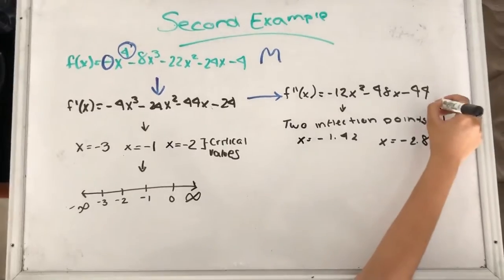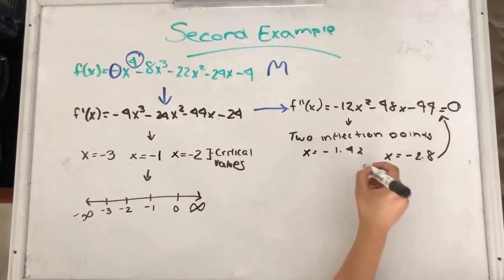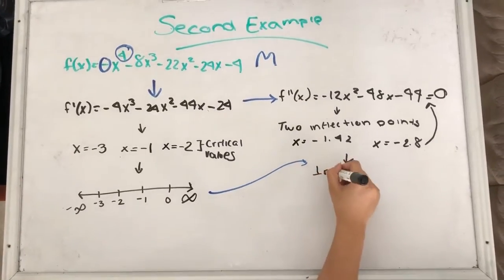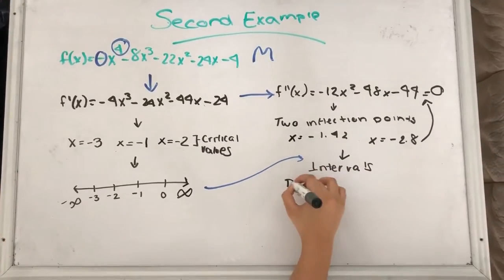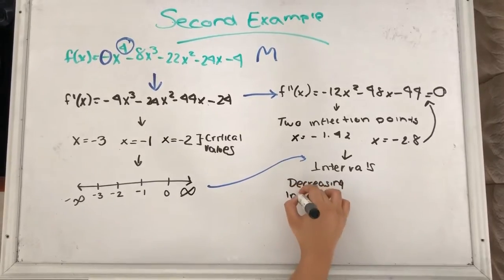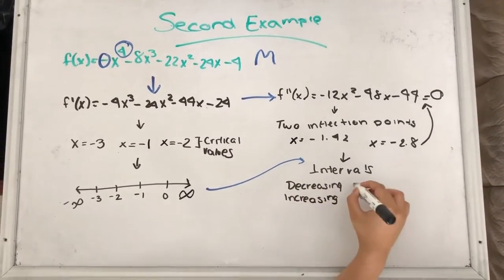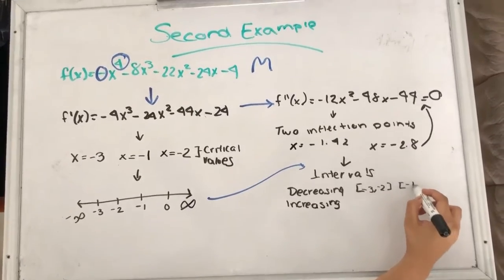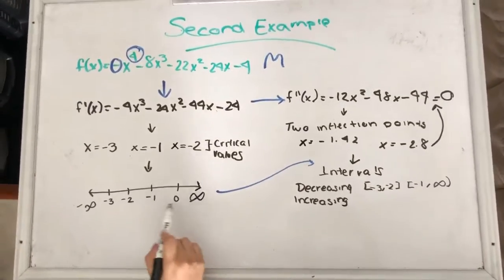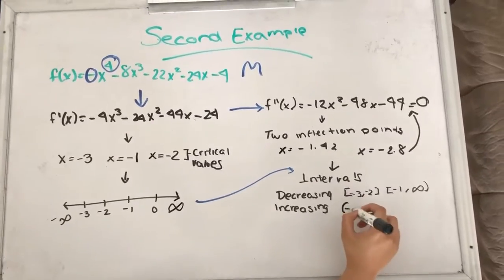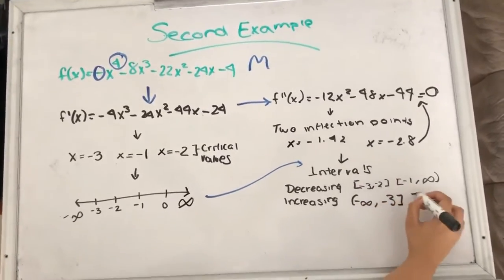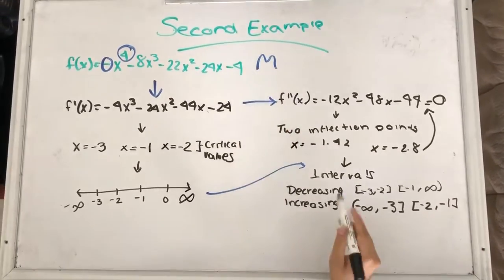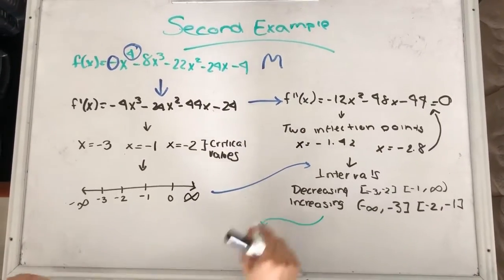Then we use the little scale that we made to find out the intervals, the decreasing and increasing intervals. The decreasing intervals would be minus 3 until minus 2, and then minus 1 to positive infinity. Then the increasing intervals will be from negative infinity to minus 3 and minus 2 to minus 1, where you will indicate it in the graph like we have here.